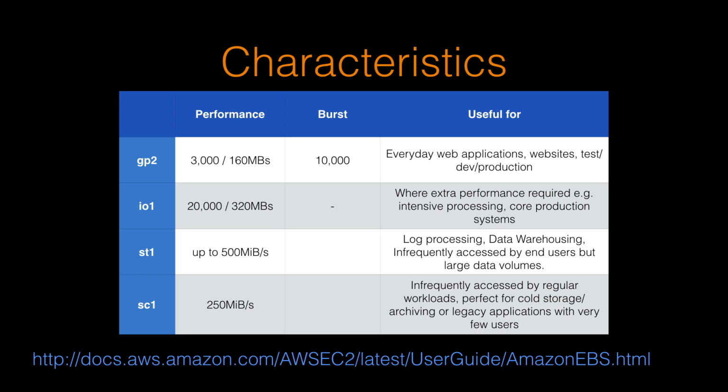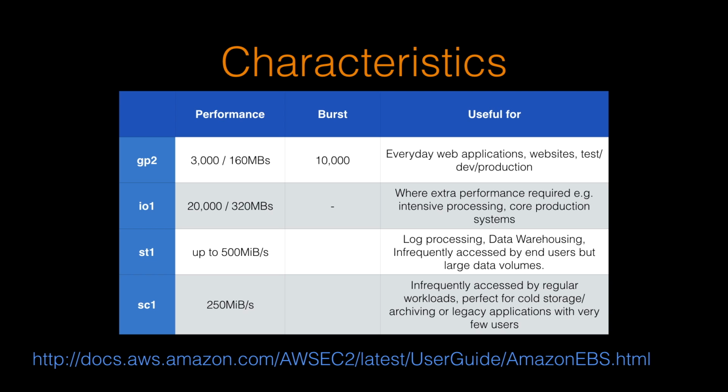Okay, the next two EBS volume types I'm going to talk about are ST1 and SC1. ST1 is up to 500 megabits per second and is useful for log processing, data warehousing, and large data volumes that are infrequently accessed by end users. SC1 is useful for workloads infrequently accessed by regular users, perfect for cold storage, archiving, or legacy applications with a very small number of users. If you want to find out more, you can go to the URL shown at the bottom of the screen and read a bit more about EBS volumes.